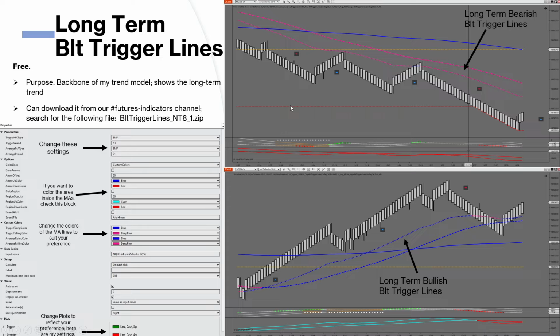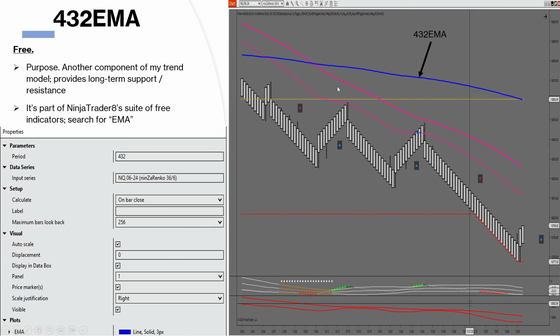Long-term trigger lines. The purpose of these is that they're the backbone of the trend model, and they also show at a glance the long-term trend. Really easy to read, bullish and bearish. I use a 432 EMA. The market will really go right to this, have deep pullbacks to the 432 EMA and reverse a lot of times. So it's all neat for me. I plug this on a higher time frame just so I'll know where a potential pause or reversal point is from a very deep pullback.